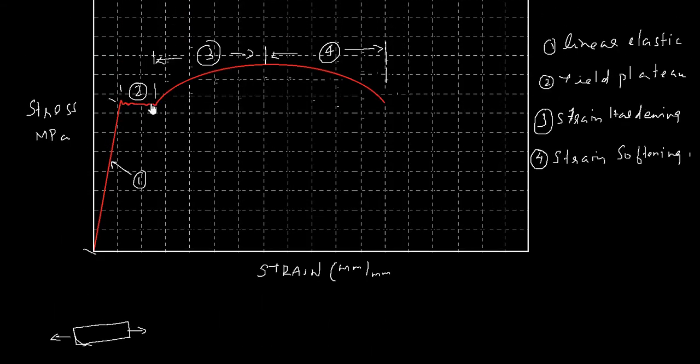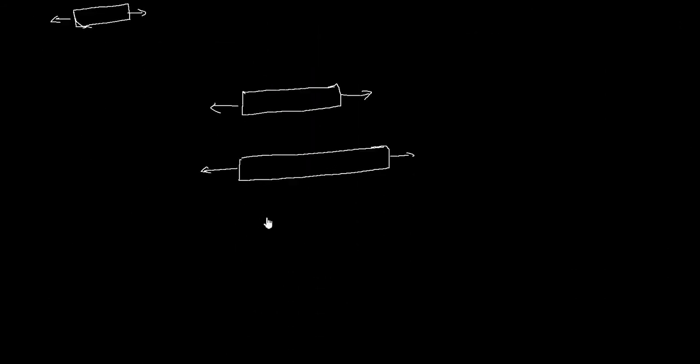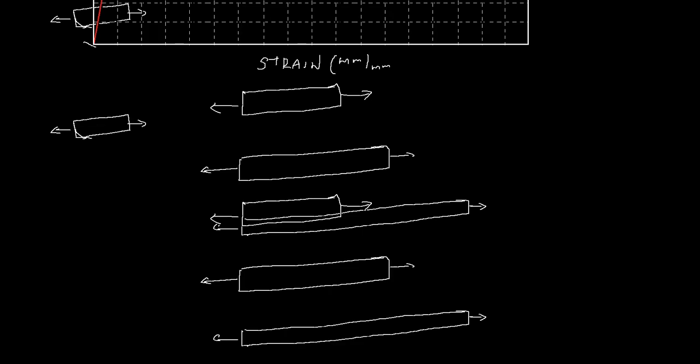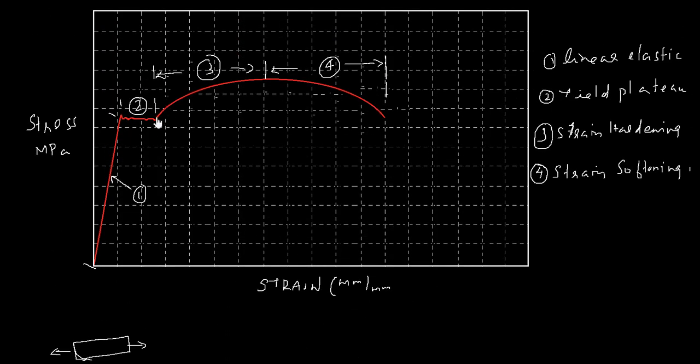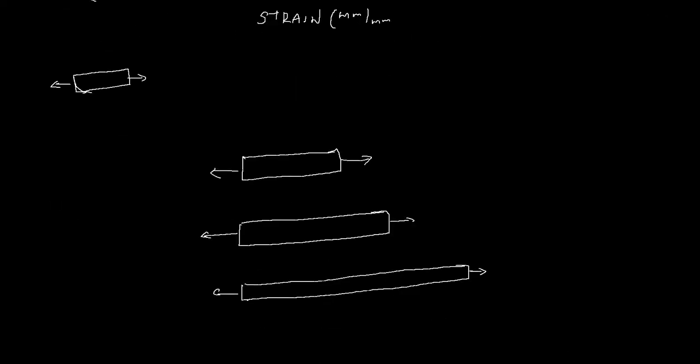And as soon as you finish the linear elastic region, in region 2 you will see a sudden increase in strain. So as soon as you finish the linear elastic region, you will see the strain is increased all of a sudden. And then you will see strain hardening, which means further strain will only occur with the increased stress.